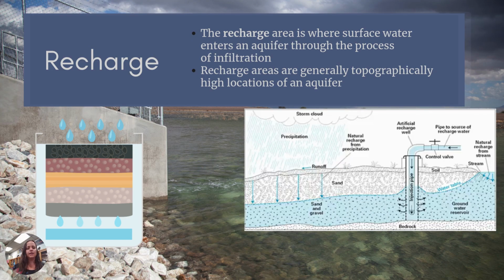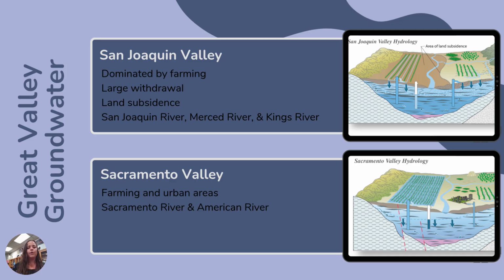Unfortunately, there's some things that have caused recharge to not be so high in the Central Valley, and we'll talk about the next couple slides. But again, we want recharge of the groundwater. So we want surface water to go down into the groundwater to store. When we look at groundwater in the Great Valley, there's two different valleys. There's the San Joaquin Valley and the Sacramento Valley. They are geographically different, but they're also very different in their aquifers and how they behave.